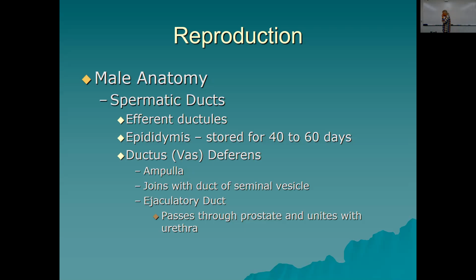The ductus, or vas deferens, gets a little larger when it gets to the seminal vesicle, called the ampulla, and joins with the ducts of the seminal vesicles, which make a fluid that is put into the ejaculatory duct. The ejaculatory duct passes to the prostate and unites with the urethra, and there's a bunch of little holes in the urethra, in the prostate, where the prostatic fluid enters the urethra, and that's where semen builds up before ejaculation.